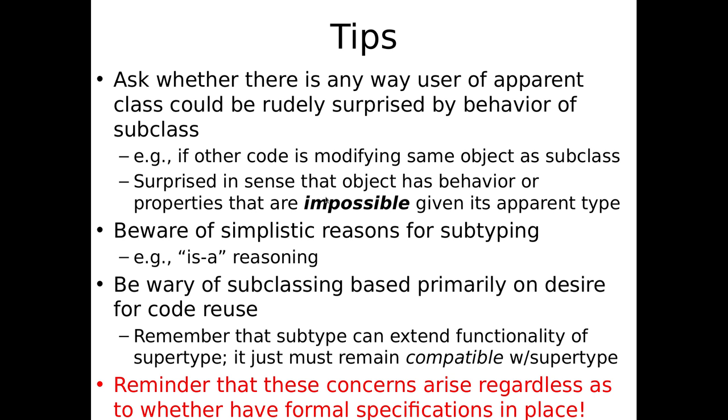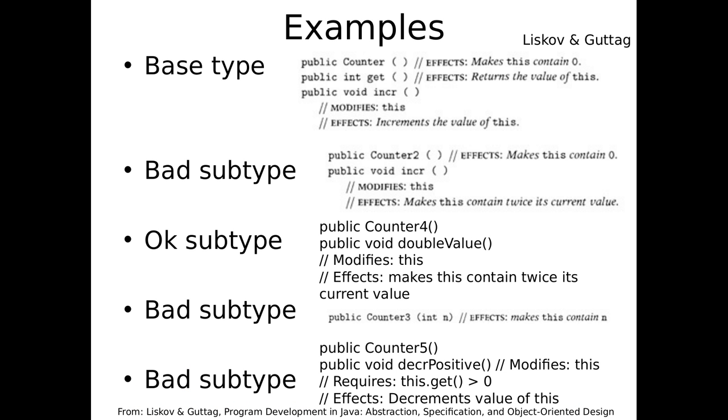Surprising in the sense that this object of the subtype has behavior or properties that are impossible given the apparent type. Look, programmers are smart folks, and they spend a lot of time with their code. If this is what they are working with, and they've been working with it month after month after month, chances are they'll have thought through what a counter can do. What possible things can a counter do in life? Well, it can have zero, and it can go up from zero. That's what it can do. It can be any value greater than zero.